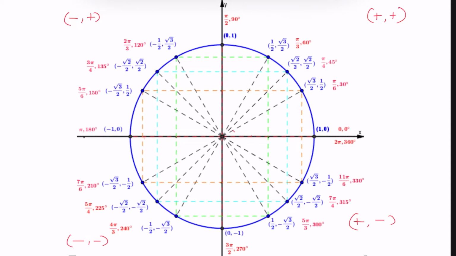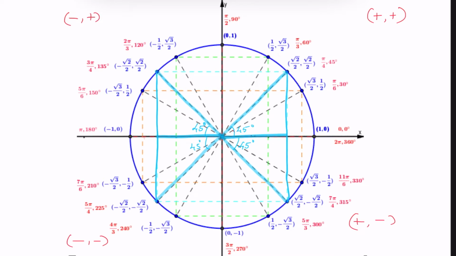Next, let us consider 45 degrees. This is 45 degrees, this is 135 degrees, and this is 225 degrees, and this is 315 degrees. All their reference angles are same. For 135 degrees, 45 degrees is the reference angle, and for 225 degrees, the reference angle is 45, and for 315 degrees also the reference angle is 45 degrees.